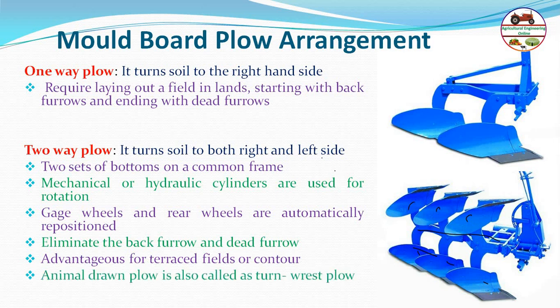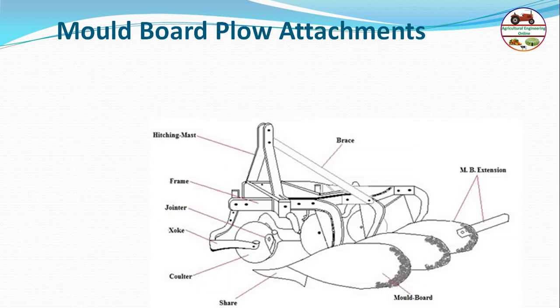Animal dung plow is also called a turn or turn-raised plow. So if you see, animal dung plow is very generally a single bottom plow, which sometimes is called a turn-raised plow. Then let us go to the moldboard plow attachments.